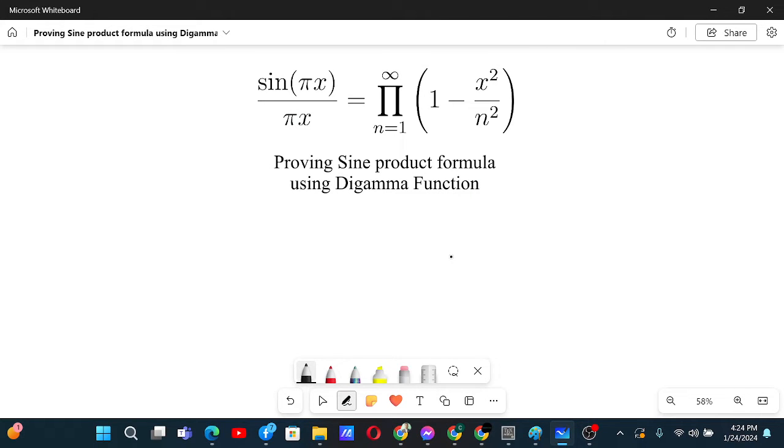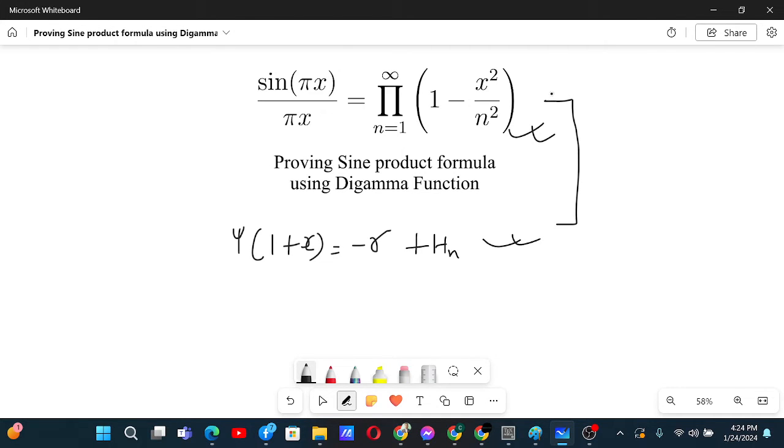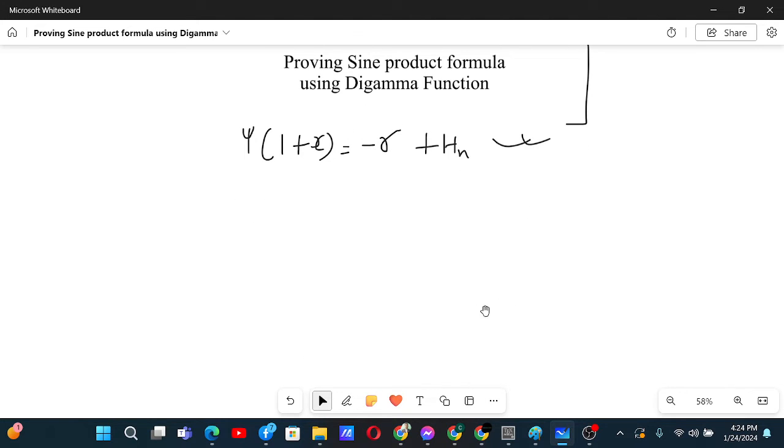Proving sine product formula using Digamma function. So basically in this video we will prove this formula using the most beautiful formula of Digamma function, which is something like this. Digamma of 1 plus x equals negative of the Euler-Mascheroni constant plus the xth harmonic number. So using this formula we will try to prove the sine product formula. Okay, so now let's begin.